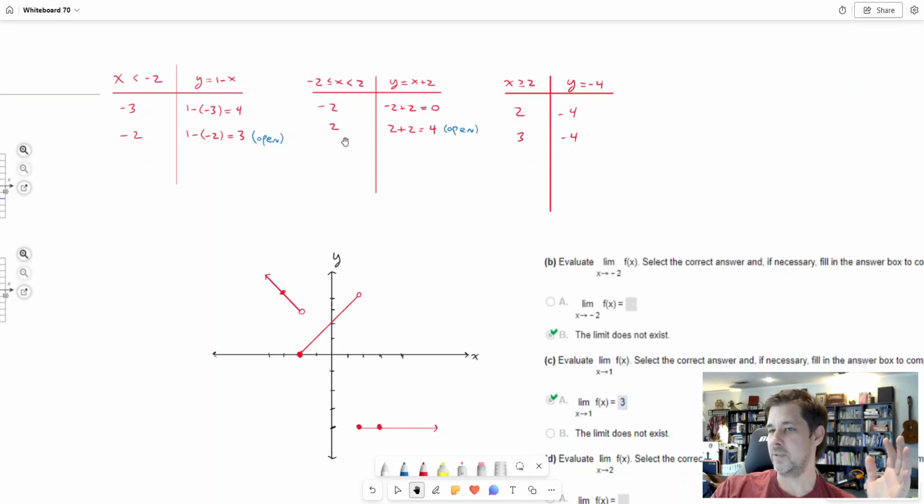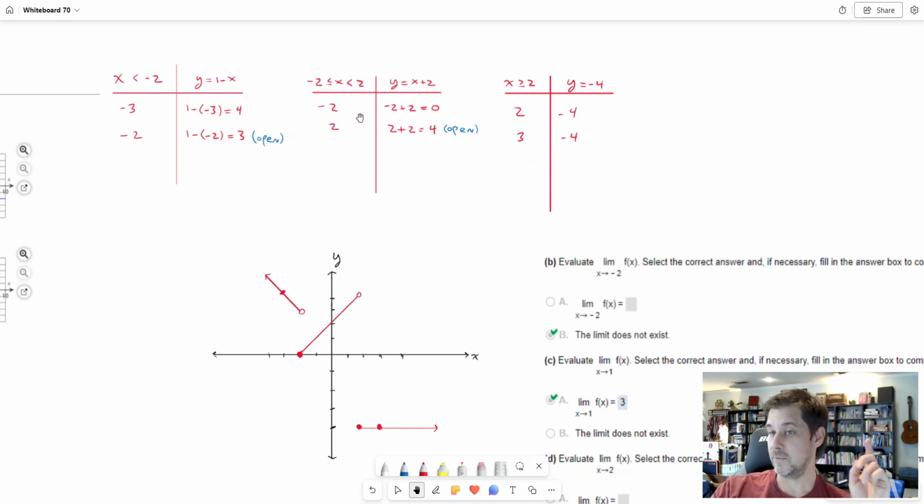Why is this one open at 2, 4? Well, because the 2 right there is associated with x being less than 2. Anytime you get less than or greater than, as opposed to less than or equal to, greater than or equal to, you will get an open point. So then I would plot those.